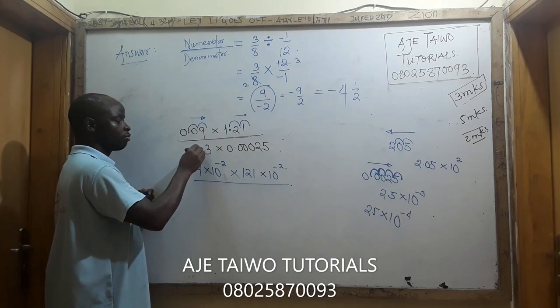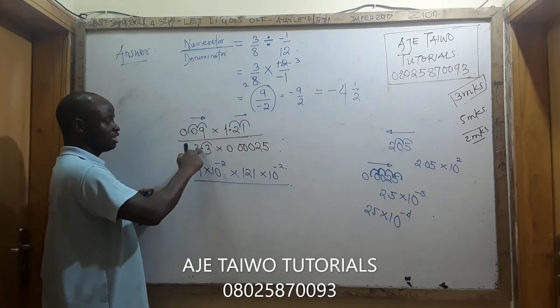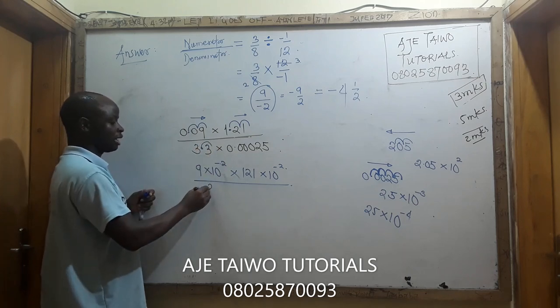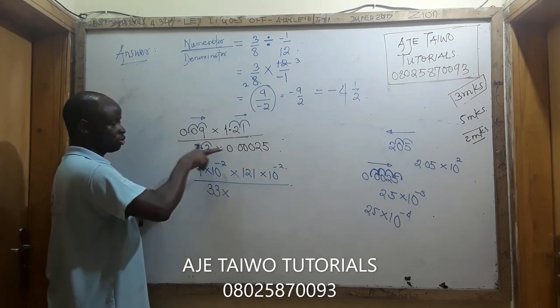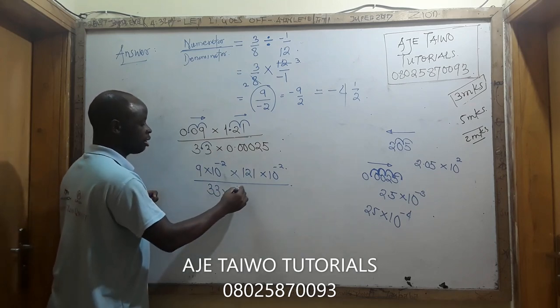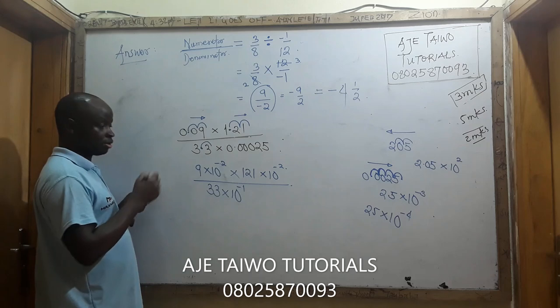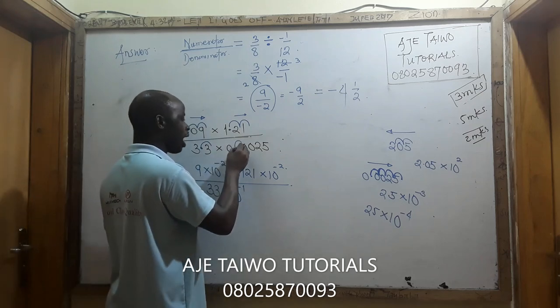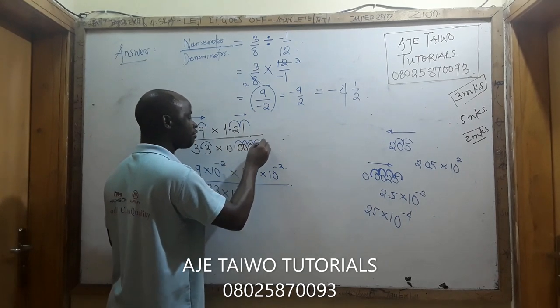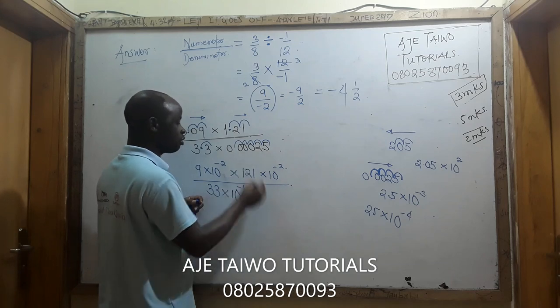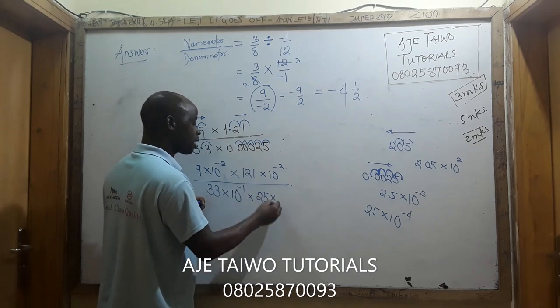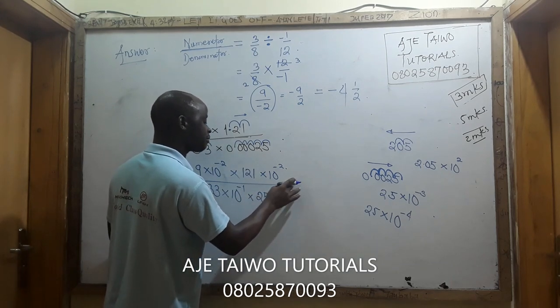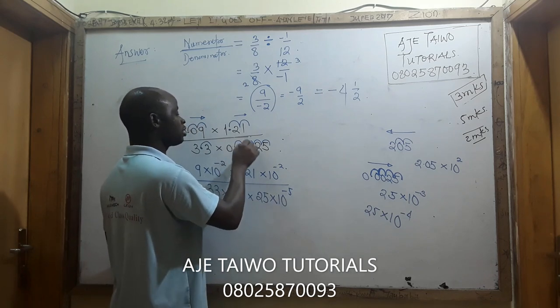Here also I will move 1. I've moved this decimal away. So this is now 33. And I moved this way, that's times 10 to the minus 1. I moved once. Here also I will say 1, 2, 3, 4, 5. I'll be left with 25 times 10 raised to the power minus 5, because I moved 1, 2, 3, 4, 5.